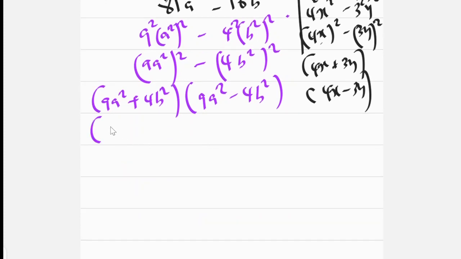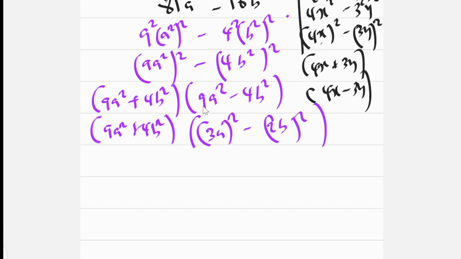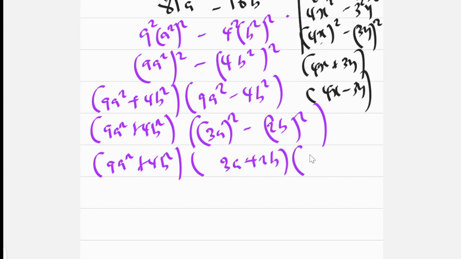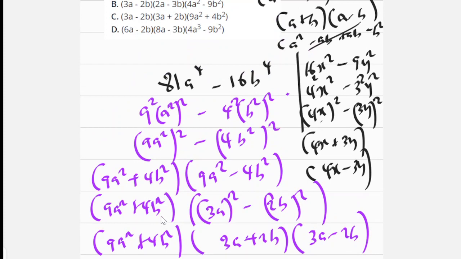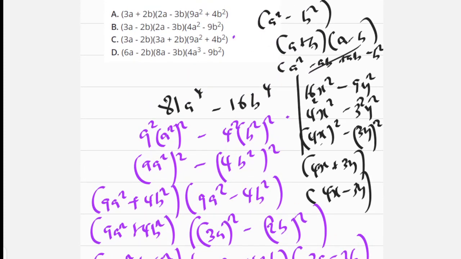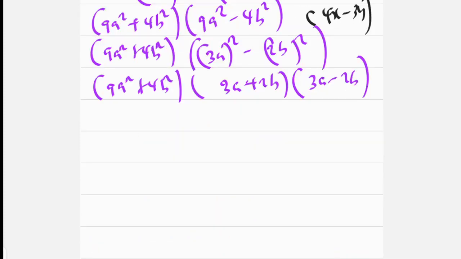Okay, now you can still simplify this further. This is also the same thing as 3a everything squared minus 2b everything squared, because 3a everything squared is 9a squared, and 2b everything squared is 4b squared. So you can also apply difference of two squares to these two. That's 3a plus 2b, 3a minus 2b. And that will be your result, because you can't simplify this again. Let us check that. Yeah, I think C is our answer. Don't forget your difference of two squares: a plus b, a minus b, same thing as a squared minus b squared.